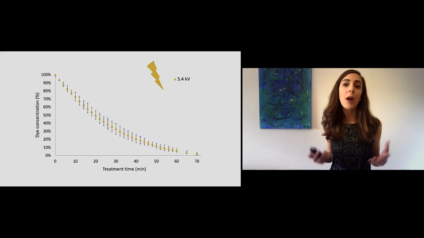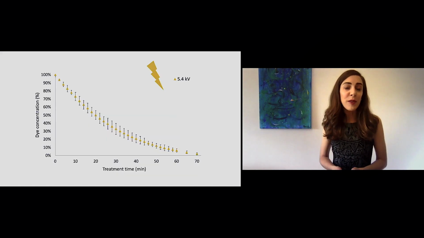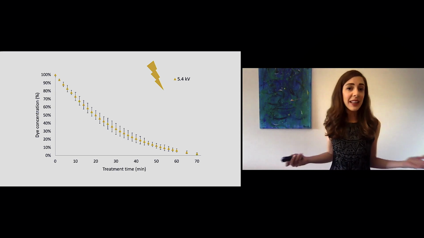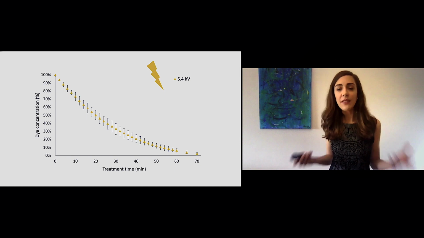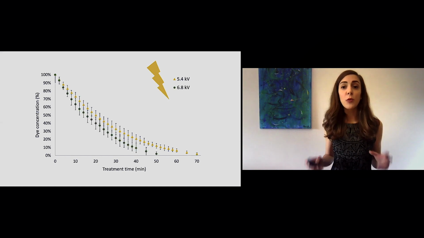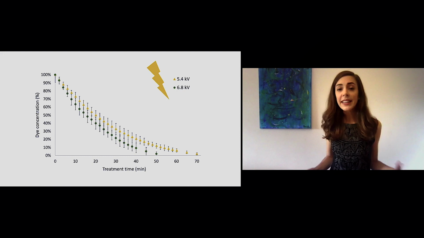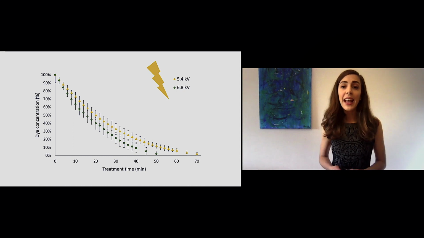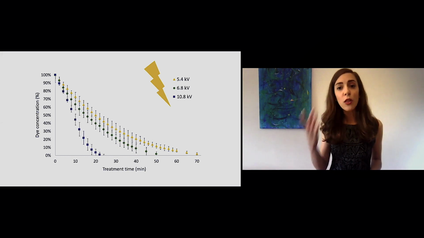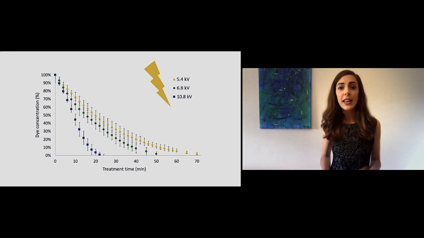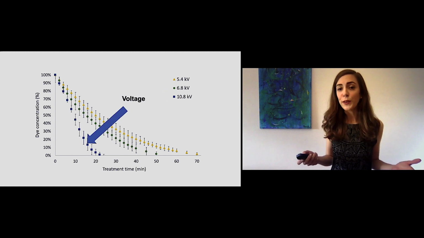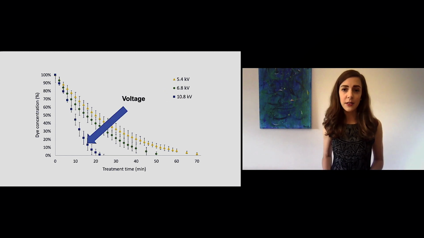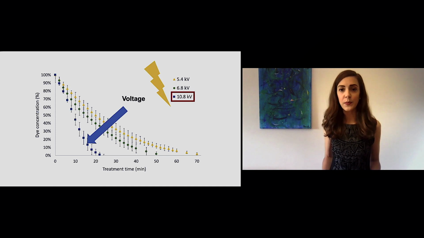I started off by optimizing the voltage. Remember that we're putting in high voltage pulses to start the chemical reactions. So if we put in 5 kilovolts, it takes 70 minutes to remove the dye. If we increase the voltage to 7 kilovolts, it takes about 50 minutes to remove the dye. And finally, if we increase the voltage all the way to its maximum, 11 kilovolts, it takes only about 20 minutes to remove the dye. So we saw that with increasing voltage, we're able to remove the dye faster. And if we want to remove it the fastest, we would choose 11 kilovolts, the highest voltage.